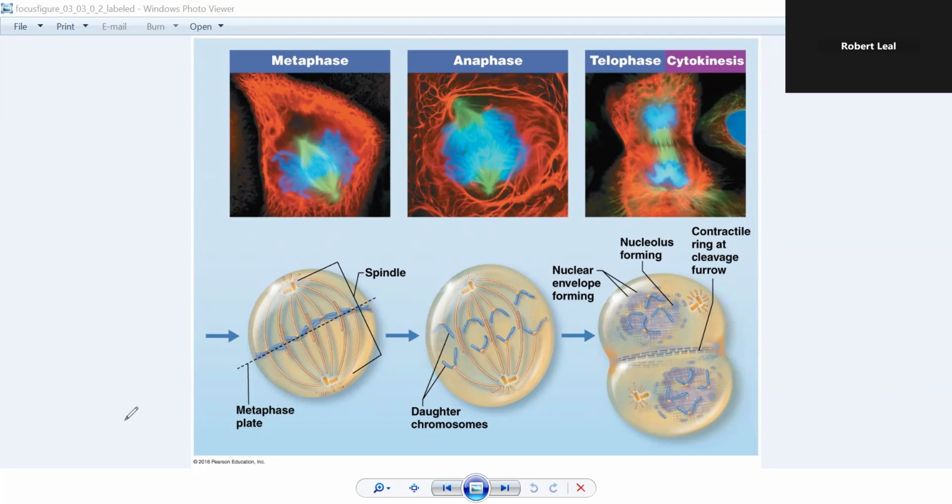And if you're asked again, what's the purpose of mitosis? Please don't put copying itself. The purpose of mitosis is for growing or for repair.